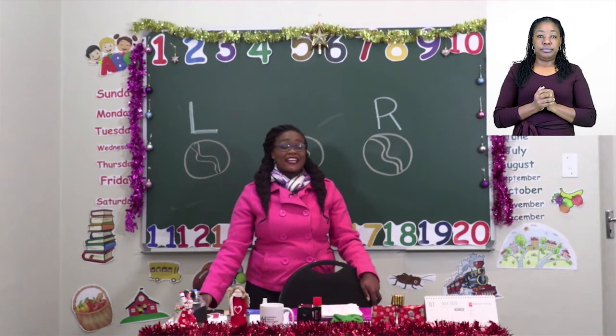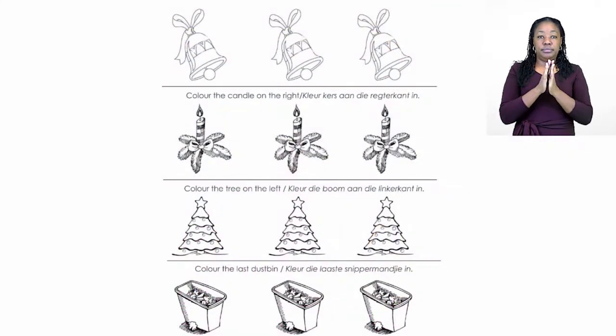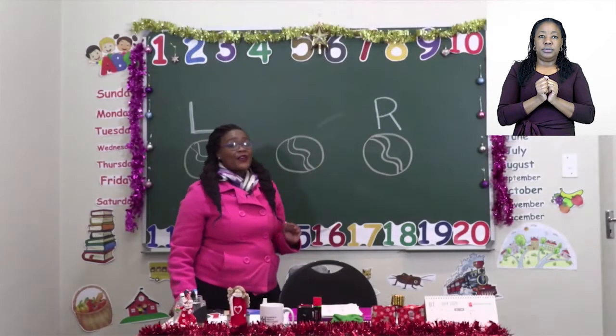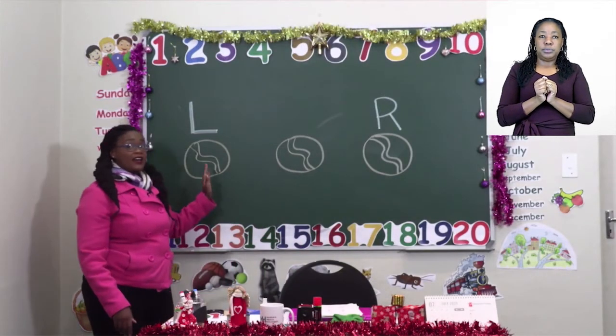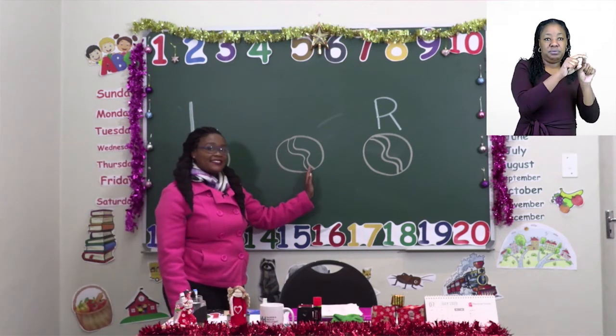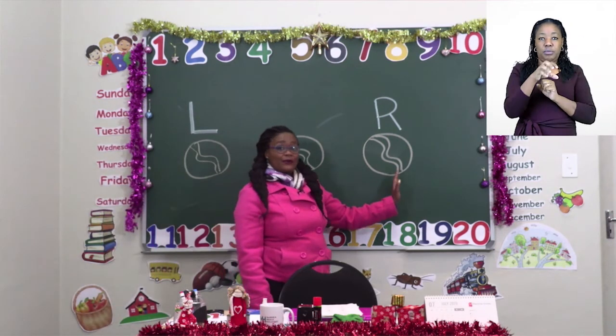Let's take a look at our exercise on page 17. This exercise is asking you to color in certain objects on specific or on different positions. For example, let's take a look at the board. Here on the board, I have something on the left, something in the middle, and something on the right.